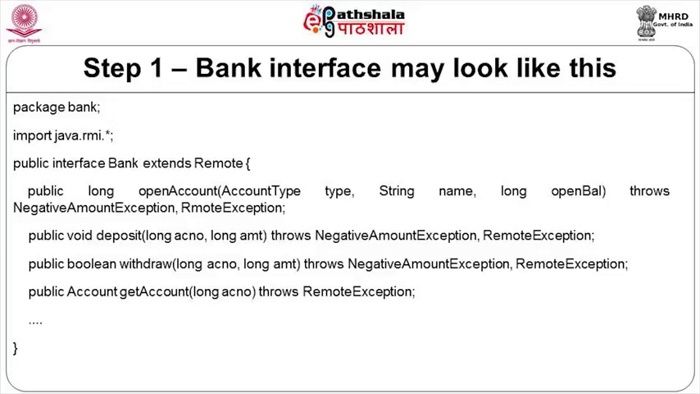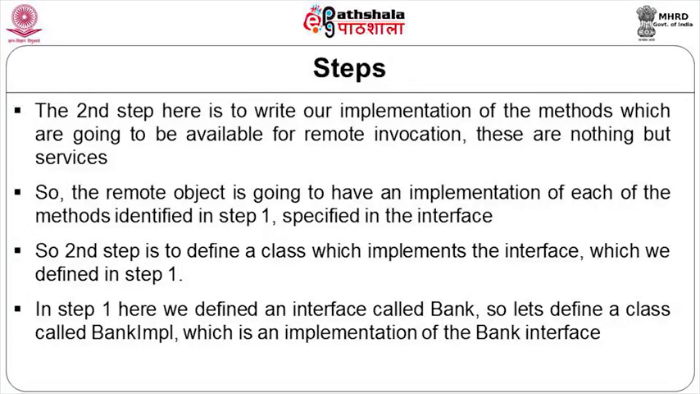Next step. The second step is to write our own implementation of the methods which are going to be available for remote invocation. These are nothing but our services here. So our remote object is going to have an implementation of the various methods. Whatever methods we identified in step 1, each of them requires an implementation, so we need to write an implementation class. Our second step is to define a class which implements the interface which we defined in step 1.